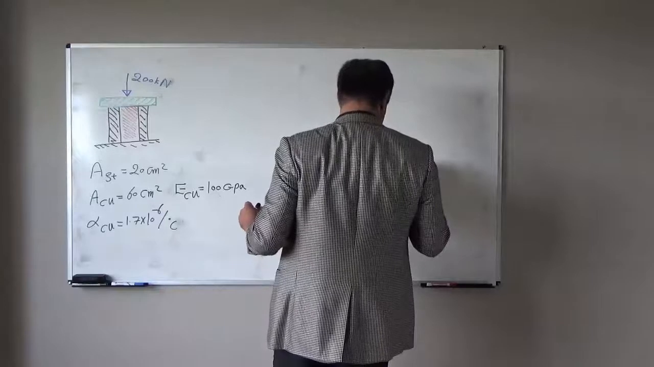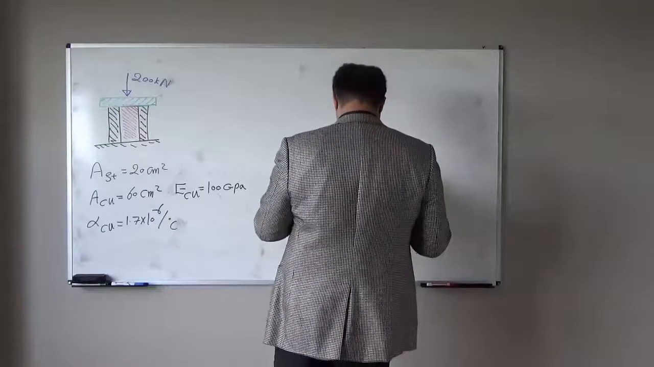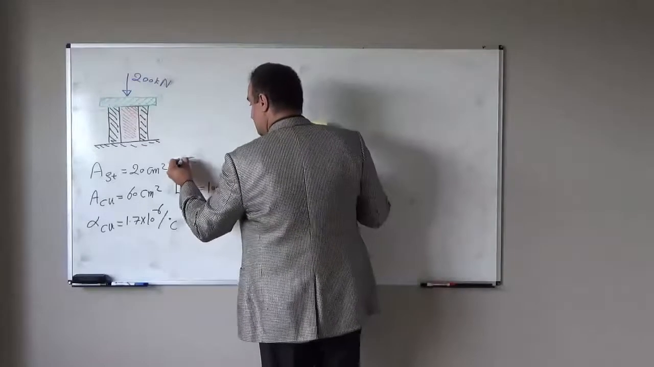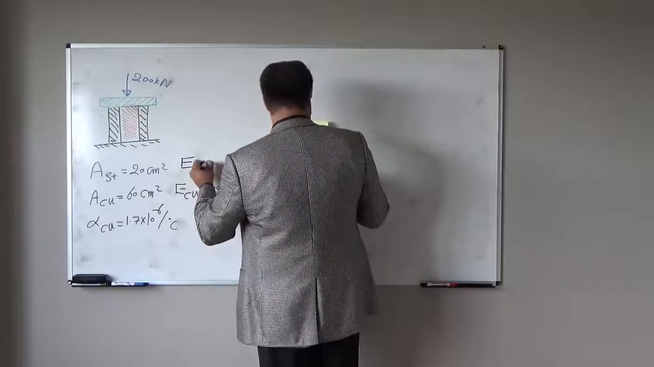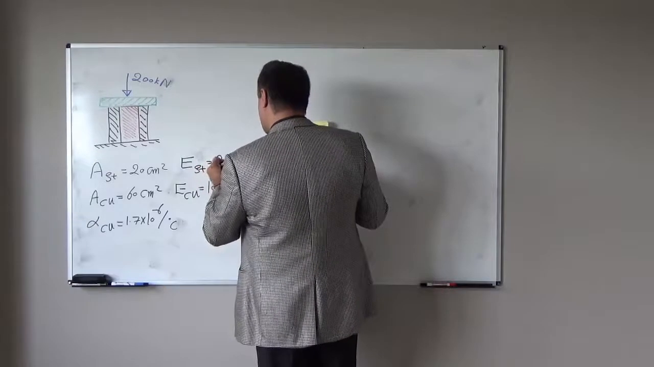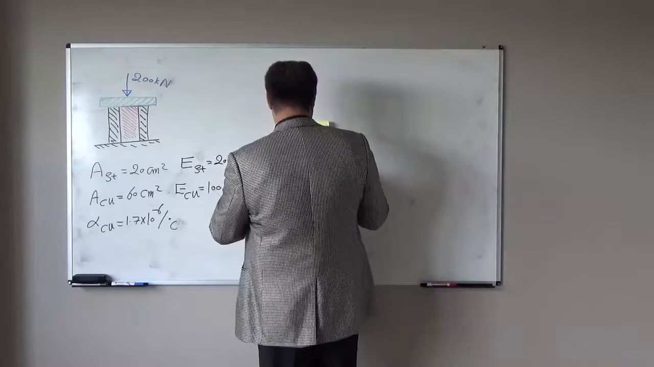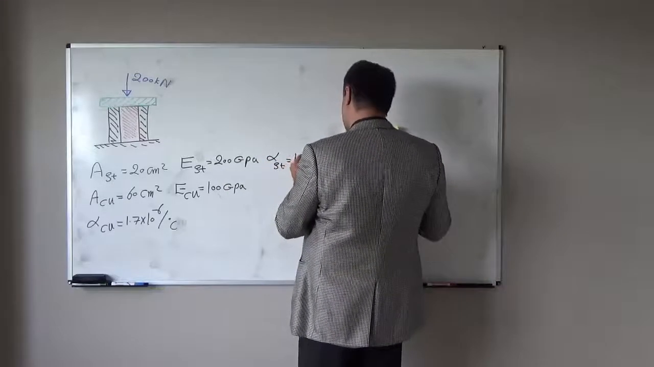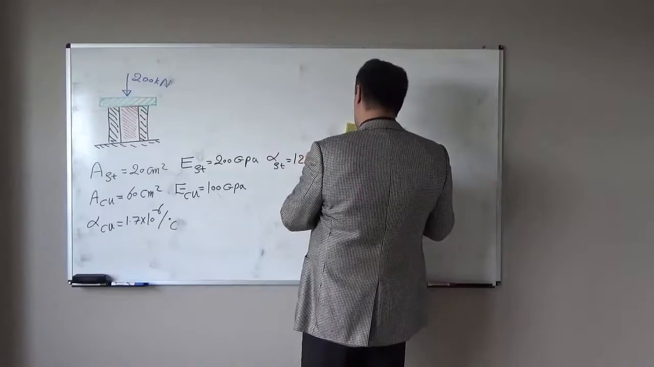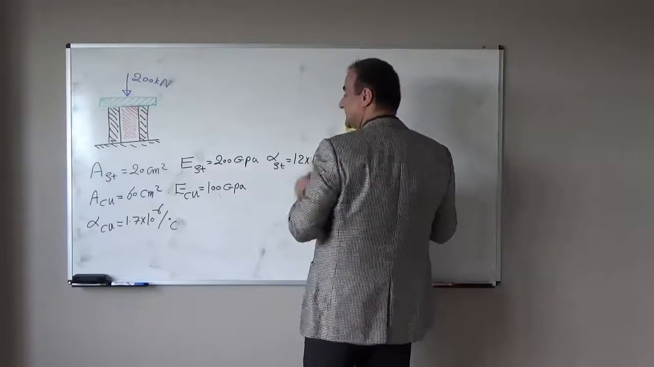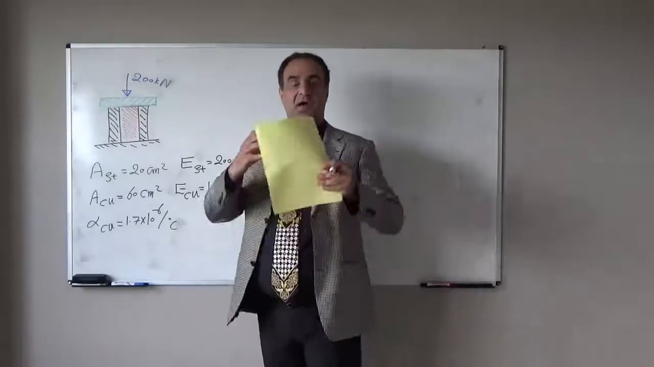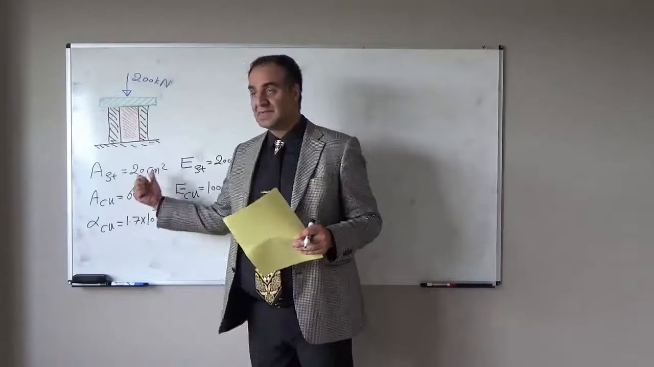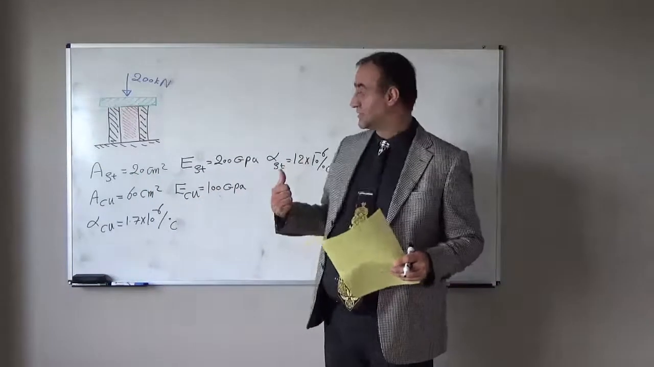For steel, Young's modulus is equal to 200 gigapascal, and the thermal expansion coefficient is 12 times 10 to the power of negative 6 per degree Celsius. We have one hollow cylinder. The hollow cylinder material is steel. We have Young's modulus, we have the thermal coefficient.